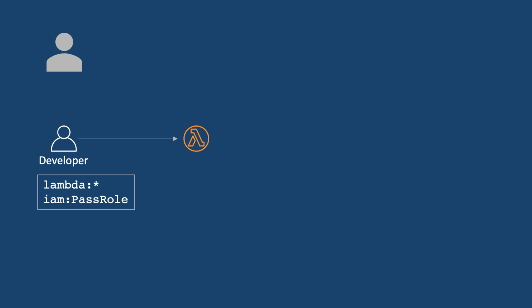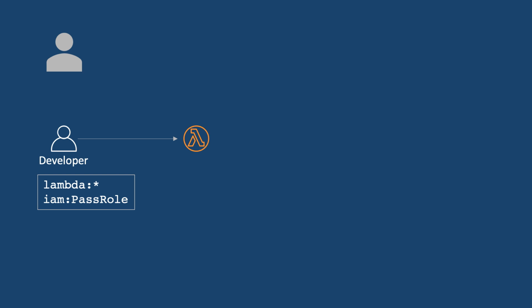But remember, Lambda functions may access other resources. For example, if you write a Lambda function to start and stop EC2 instances, the Lambda function needs to have the permissions to access EC2. And to do that, the developer will have to pass a role to Lambda. So you've attached the IAM pass role permissions. This allows her to pass a role with the required permissions to Lambda, so Lambda can then access the required service.